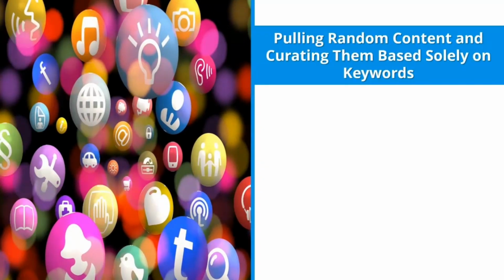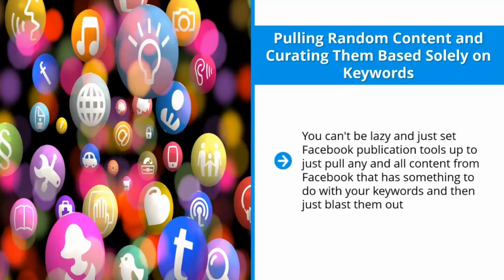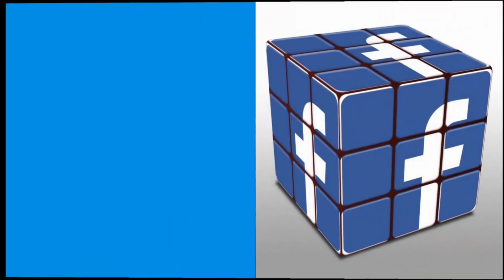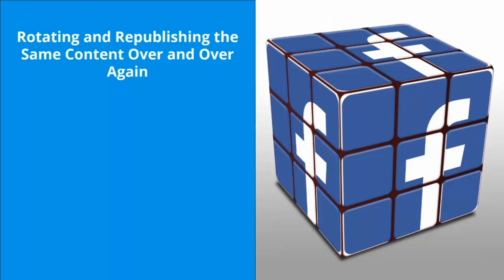Pulling random content and curating them based solely on keywords. You can't be lazy and just set Facebook publication tools up to just pull any and all content from Facebook that has something to do with your keywords and then just blast them out. You're just spamming when you do that. You have to be very deliberate and careful regarding the kind of content, whether curated or not, that you will associate with your brand.